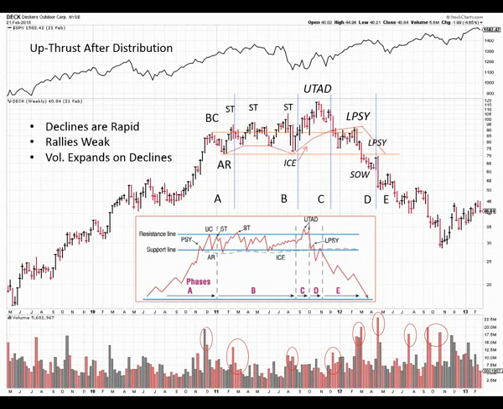Like here, you could argue that this spent 6 weeks from the last secondary test. It spent 1, 2, 3, 4, 5, 6, 7, 8, 9 weeks up there, just hanging out. And so while it's at new highs or hovering near new highs, there's complacency. But at the same time, if you know what you're looking for, this is a very dangerous situation.